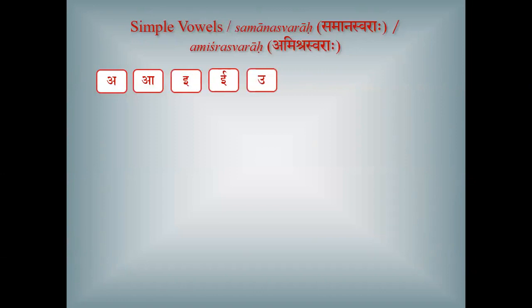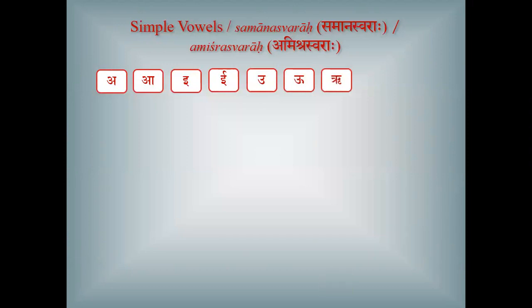Then U, the short vowel U. The sound is produced by rounding your lips. Without rounding your lips, you cannot produce the sound U. So with the help of lips, the sound is produced. Of course, the tongue is there. This is a short vowel. Then the long vowel is U. Stretch it for 2 units of time. So, A, E, U. 3 short vowels. 3 long vowels. Not only 3, some more are yet to come.